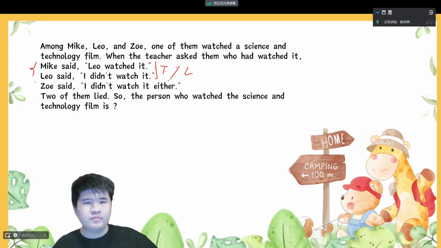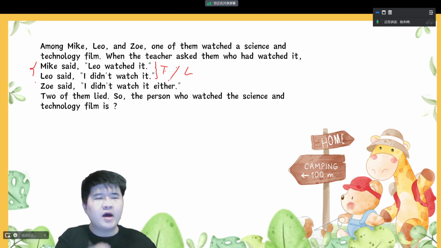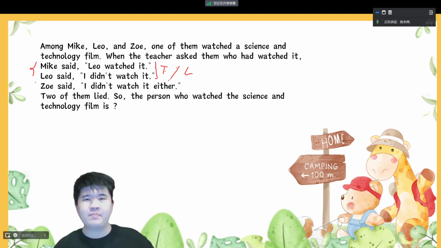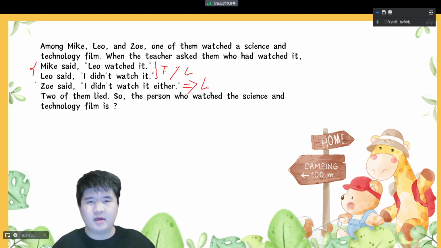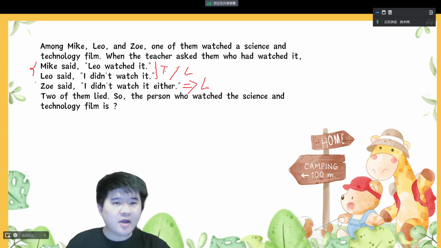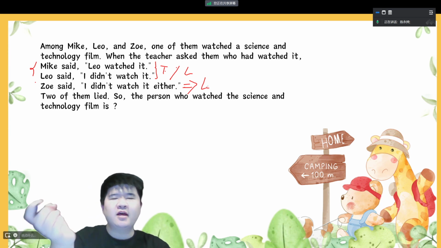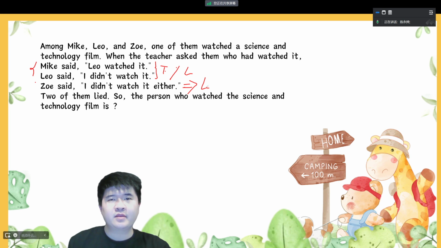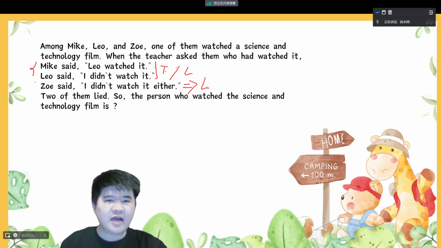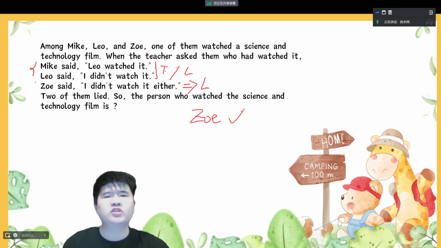But it says that two of them lied, and from Mike and Leo we can only find one who lied, which means the last one is Zoe. Zoe must tell the lie here. Zoe said, I didn't watch it either, which means actually he had watched it. So Zoe is the one who watched the movie.